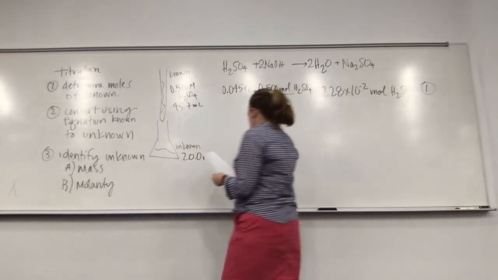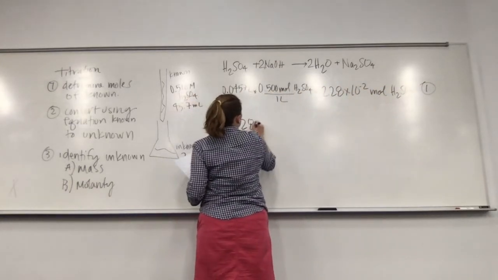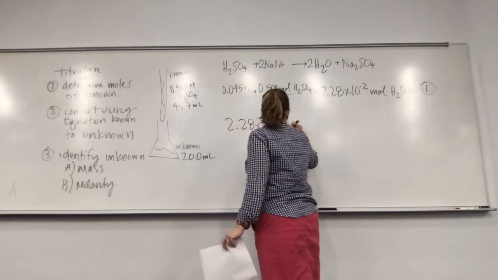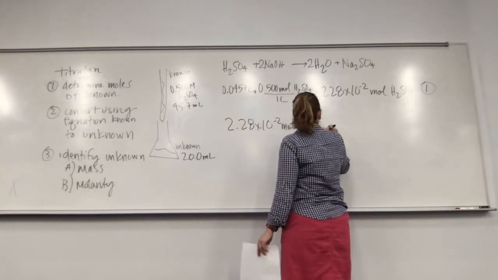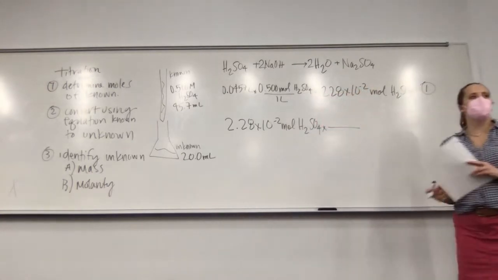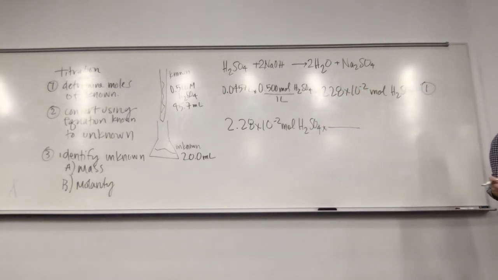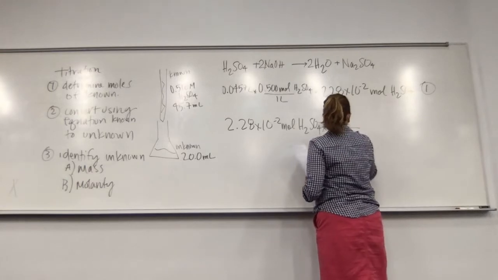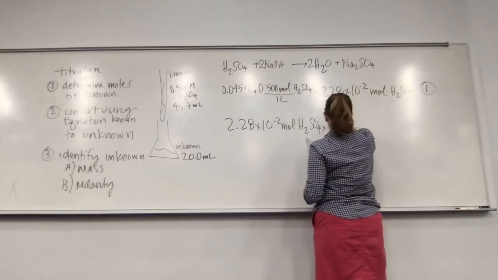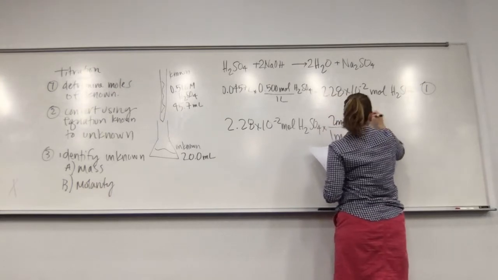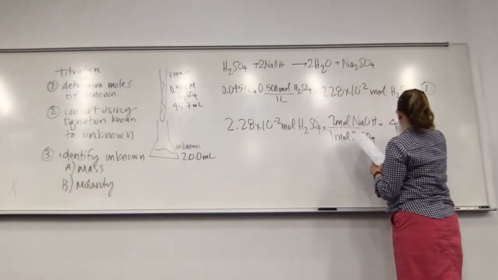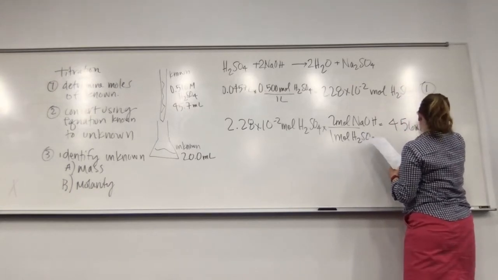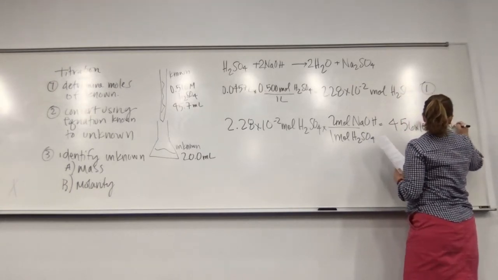Now we're going to take our 2.28 times 10 to the negative 2 moles of H2SO4. We are going to convert using the balanced chemical equation, just like we did in chapter 3 for limiting reactants, if you remember back to that holy terror. So in this case, we know the moles of one reactant, we can convert to the moles of the other reactant. So for every 1 mole of H2SO4, we have 2 moles of NaOH. And that gives you 4.56 times 10 to the negative 2 moles of NaOH.